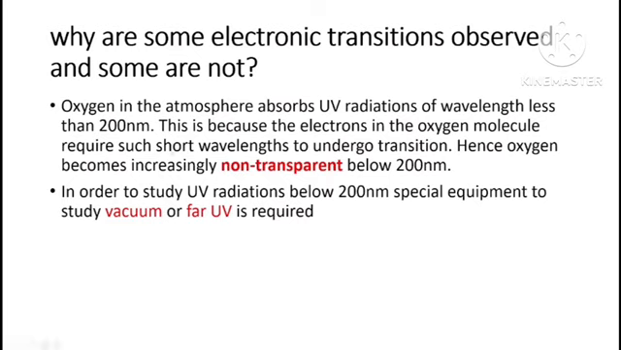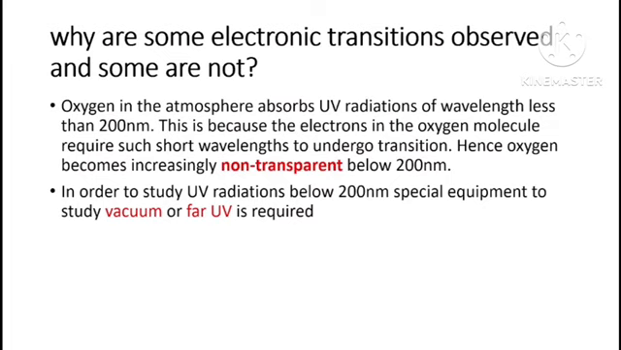Why does oxygen absorb this radiation? It is because the electrons in the oxygen molecule require such short wavelengths in order to undergo electronic transition. Hence, oxygen becomes increasingly non-transparent below 200 nanometers. So this point is talking about the fact that oxygen requires ultraviolet radiations below 200 nanometers in order to undergo electronic transitions. So when you use such radiations, oxygen will end up interfering with your results.